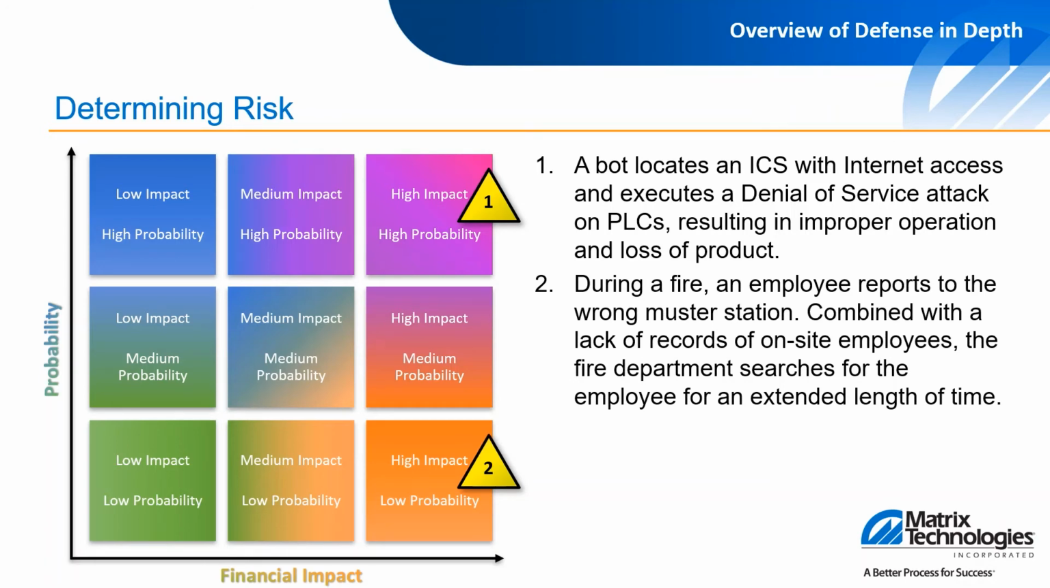Perhaps there's a fire, and an employee reports to the wrong muster station. We lack records of who entered and exited the building or different areas, and don't have information that could suggest the employee was in another part of the facility and thus went to a different muster station. The fire department thinks they need to spend more time searching the facility to find a potentially unaccounted for person. This adds more downtime and it potentially puts people's health and safety at risk.